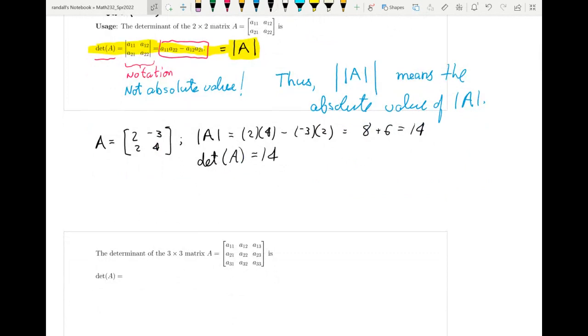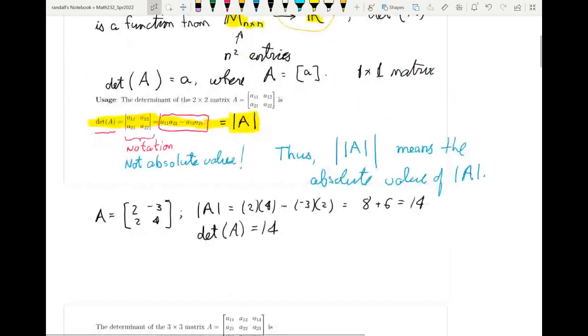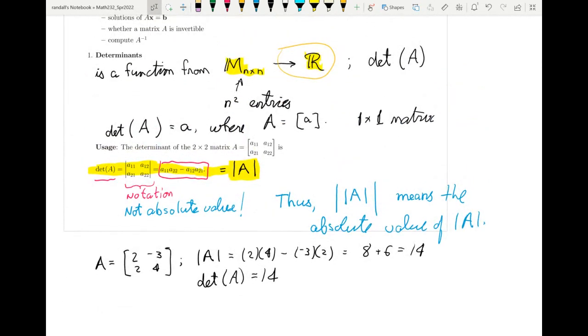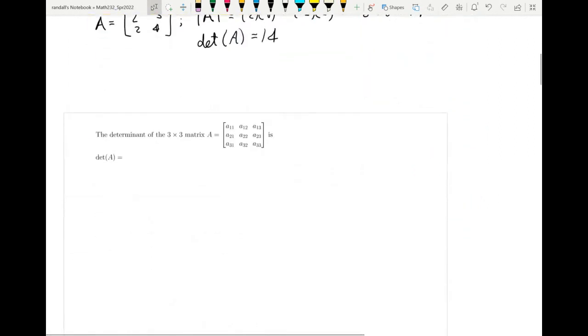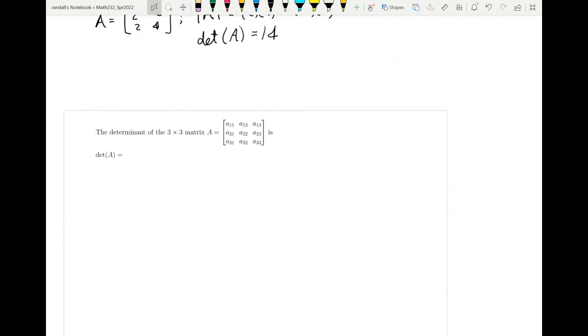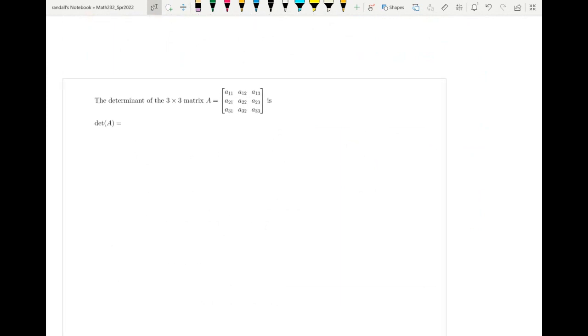Now, let's go on to something bigger. This definition of determinant in terms of a 2 by 2 matrix is enough for us to define the determinant for an arbitrarily sized matrix. So let's move on to the 3 by 3 matrix. That's all we'll talk about in this section. There will be analogous formulas for n by n matrices. Actually, we'll see that abstract formula down below.